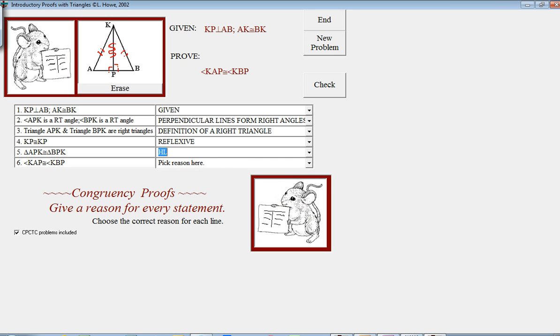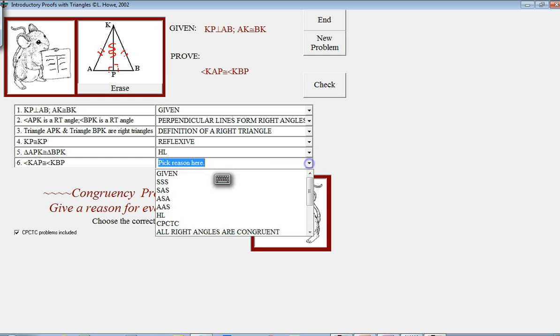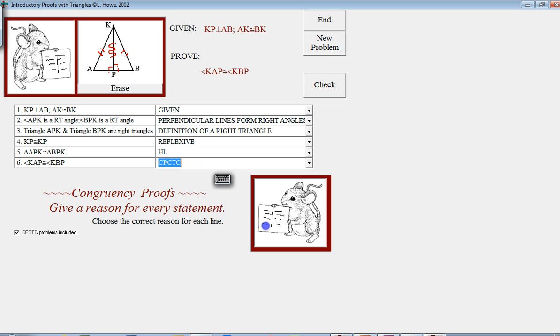Angle KAP is congruent to angle KBP. Well, we just proved that these two triangles were congruent, therefore corresponding parts of congruent triangles are congruent. We can say that angle A is congruent to angle B because we proved that triangle KAP was congruent to triangle KBP. So corresponding parts of congruent triangles are congruent.